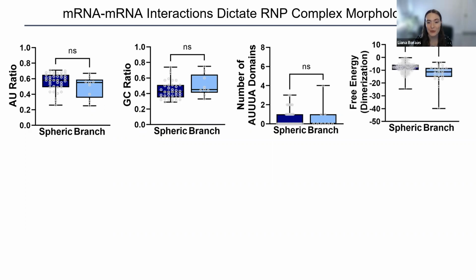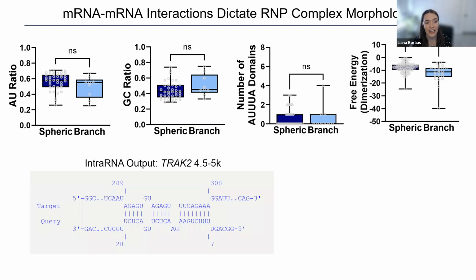And sure enough, when we predicted the free energy of dimerization for our spheric and branched RNA fragments, we saw that the branched fragments overall had a lower free energy, indicating a higher likelihood or more stability for those RNA-RNA interactions. This program is called IntaRNA, and it gives outputs that look something like this, where it can actually predict the regions that are dimerizing.